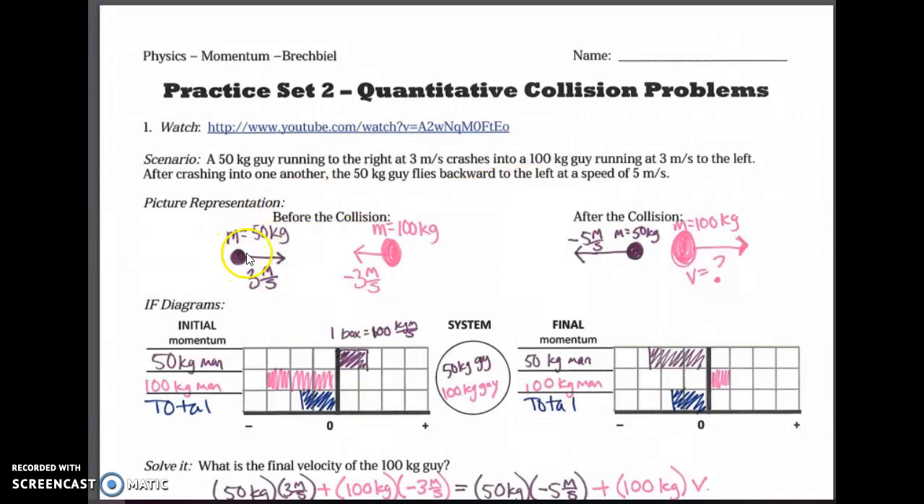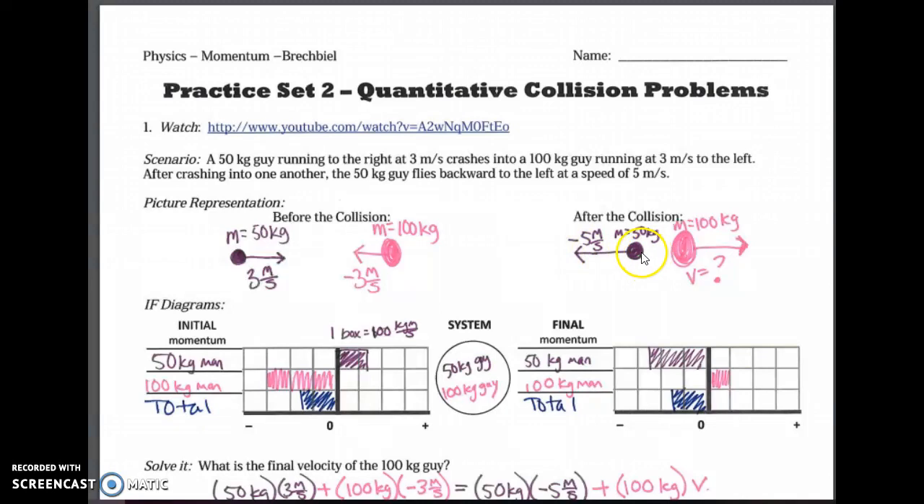So I drew this purple dot right here to represent the mass of the 50 kilogram guy, and he's going to the right at 3 meters per second. This pink dot here has a mass of 100 kilograms, and its arrow is pointing to the left, and its velocity is negative 3 meters per second.